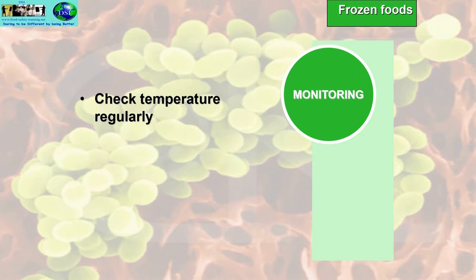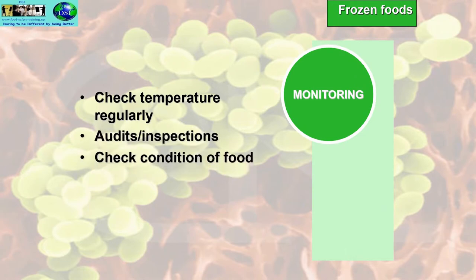Monitoring. Check temperature regularly. Using audits and inspections, check the condition of the food, and check the date codes. Again, food will last longer in the freezer than the fridge.